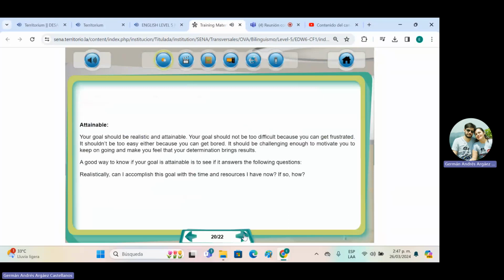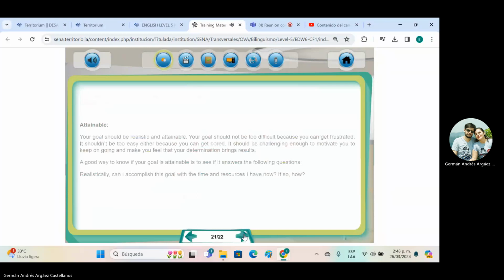Attainable. Your goal should be realistic and attainable. Your goal should not be too difficult because you can get frustrated. It shouldn't be too easy either because you can get bored. It should be challenging enough to motivate you to keep on going and make you feel that your determination brings results. A good way to know if your goal is attainable is to see if it answers the following questions. Realistically, can I accomplish this goal with the time and resources I have now? If so, how?